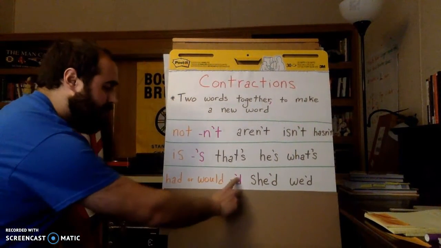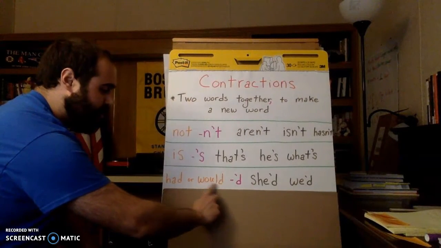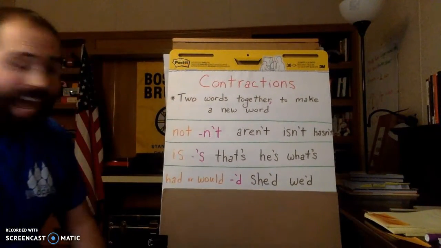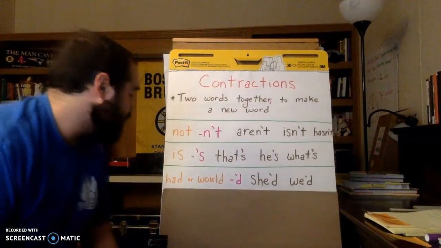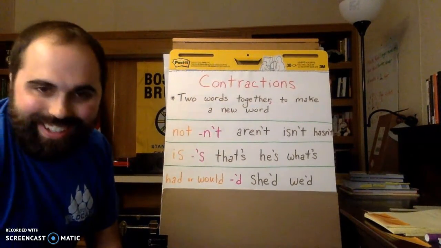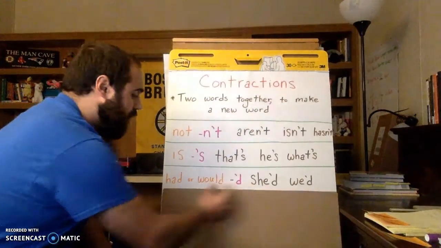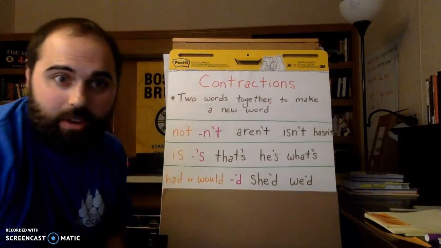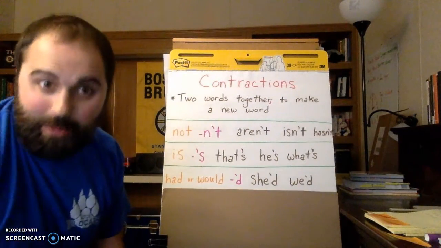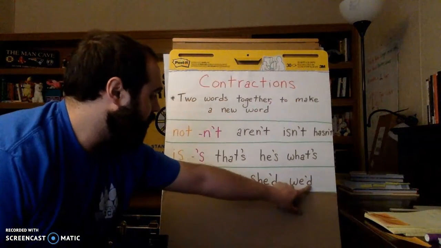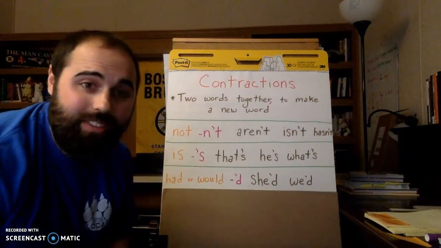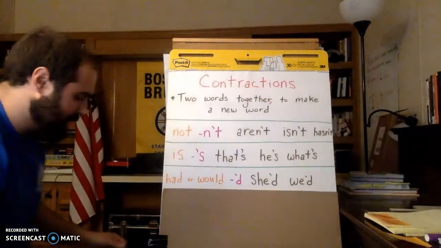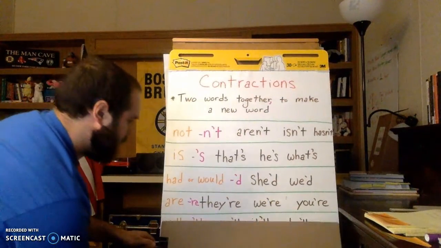So apostrophe d replaces the w-o-u-l in would, or it replaces the h and the a in had. Like she would like to go, she'd like to go, it replaces all of those letters in there. Or we would like to go to recess, we'd like to go to recess. w-e apostrophe d. So it replaces actually a lot of letters and can save you a lot of time when you're writing. Let's look at the last few at the bottom here.